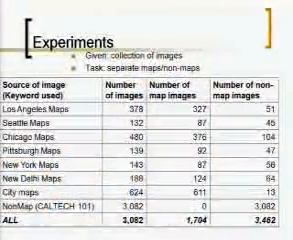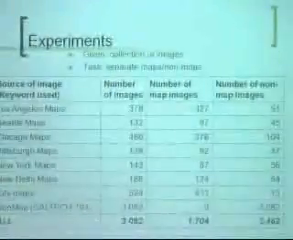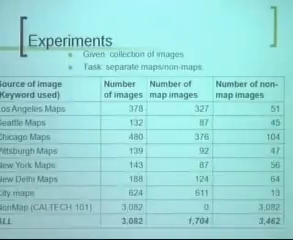OK, so let me run briefly through the set of experiments we ran on this. We took quite a variety of maps. We collected maps for the set of cities shown here. And then we took the Caltech 101 database, which I saw in another talk. Someone else used the same database. It's a very nice image database of things that are all not maps. You can see the total number of images in the repository. It's about 3,000, and about 1,700 are maps. And I don't know why those numbers don't add up, actually.